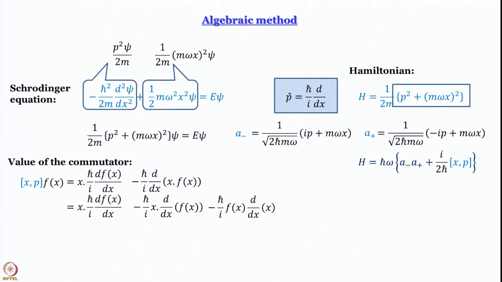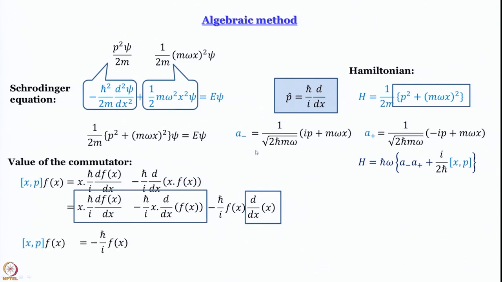Now see, things have become simpler. Why? Because these two terms cancel each other. The first one is h cross x by i df(x)/dx minus h cross x by i df(x)/dx, so this is 0. And in the third term, what is d/dx of x? That is the easiest question one could ask. d/dx of x is obviously 1. So these first two terms give you 0, and in the remaining term this factor becomes 1, so you are left with minus h cross by i f(x).